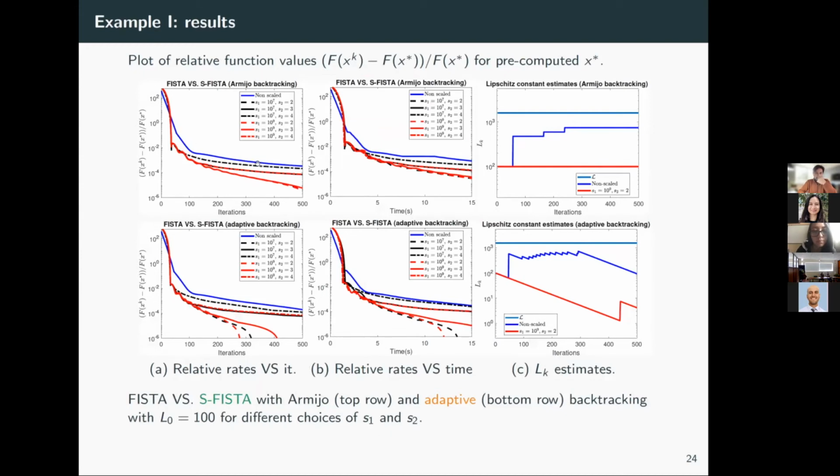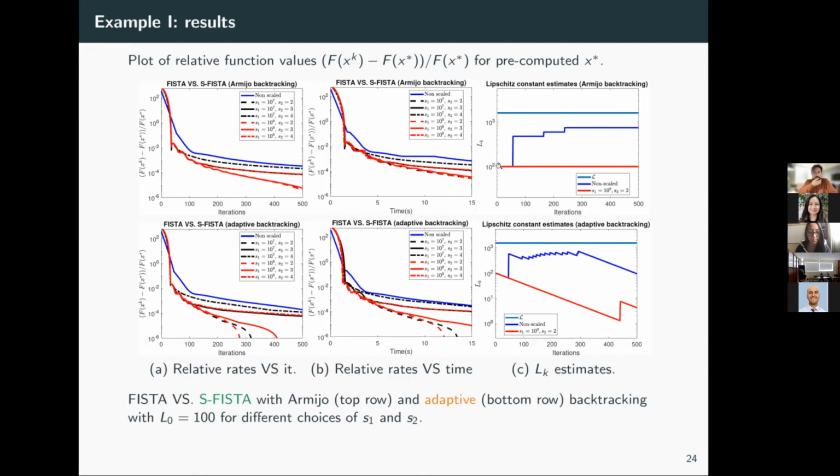The blue lines correspond to the solution that you obtain by using standard FISTA. So whenever you don't include any scaling or any backtracking, and you see here that in the first row, when you use Armijo, generally speaking, and scaling for different choices of the thresholding parameters, your convergence is faster. But it gets even faster whenever you update your time step. And you see it here. So here on these two graphs, you see the evolution of the local estimate of your Lipschitz constant, which is 1 over the inverse of the step size.